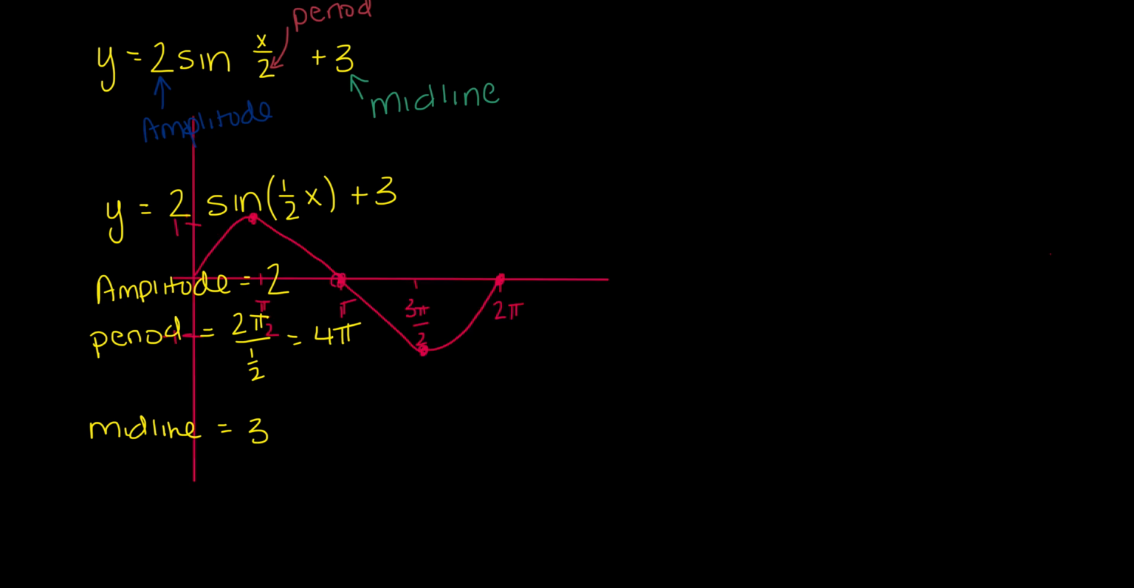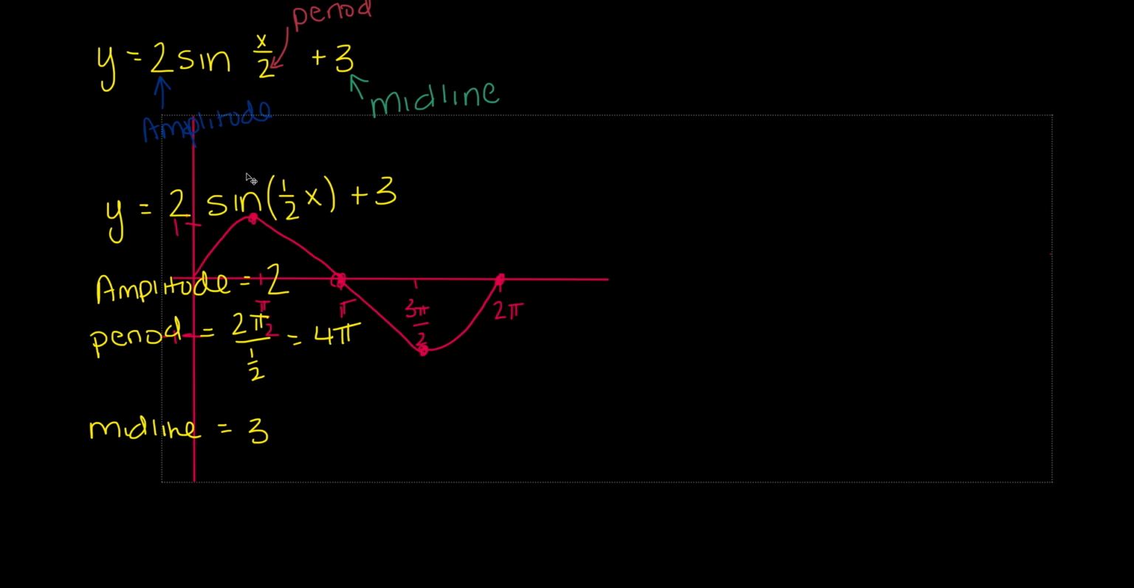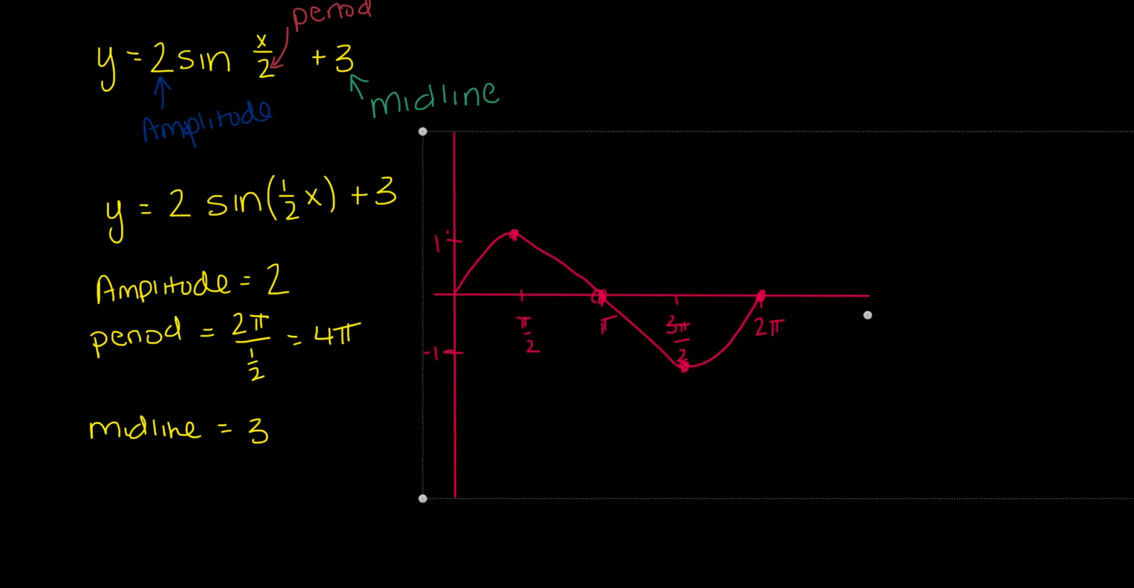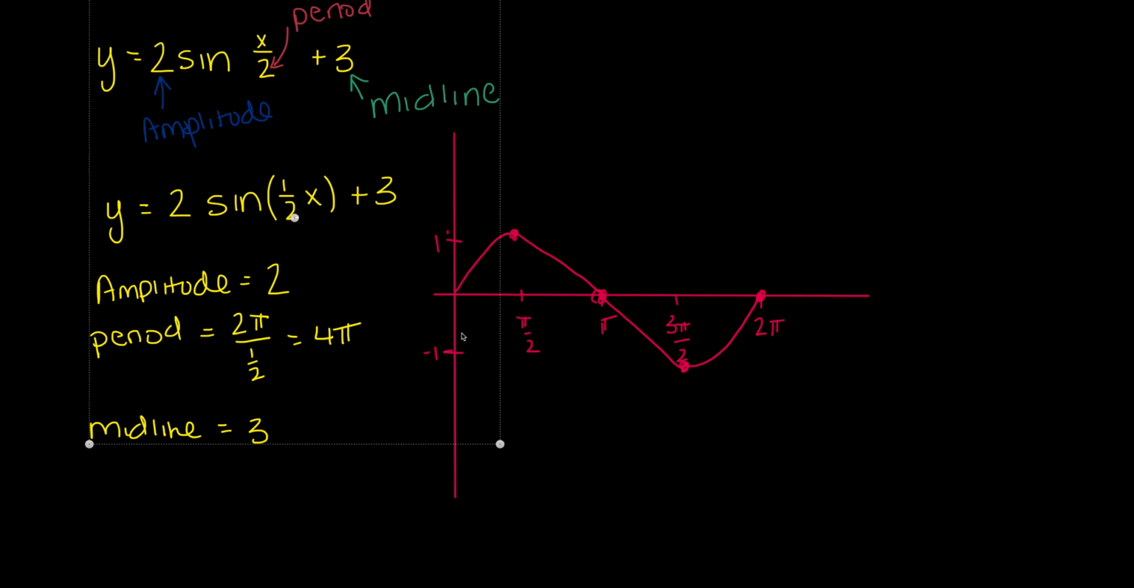All right, so I've taken some liberties. I drew out the function here. Let me see if I could move it over. And here's the parent function. And again, we have a period of 2 pi. So this is the parent function, y equals sine of x. We are now looking at an amplitude of 2, but a midline of 3, and a period of 4 pi.